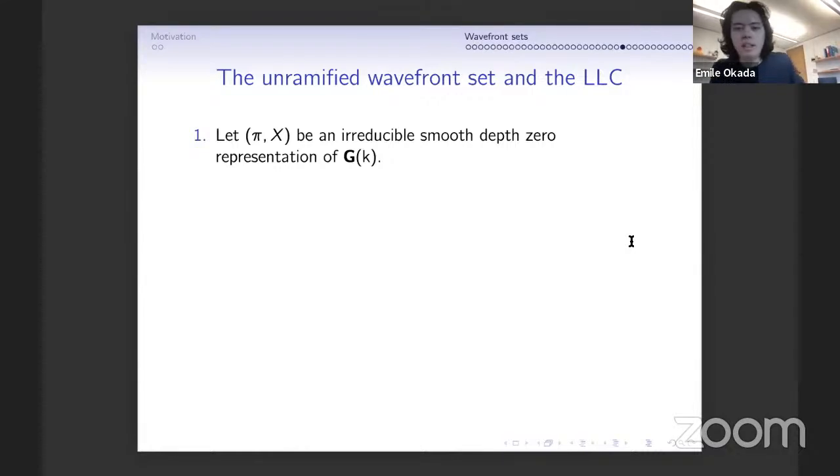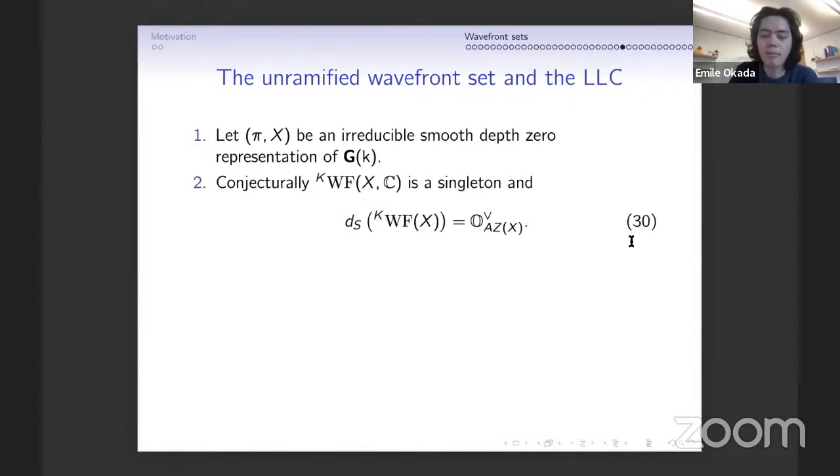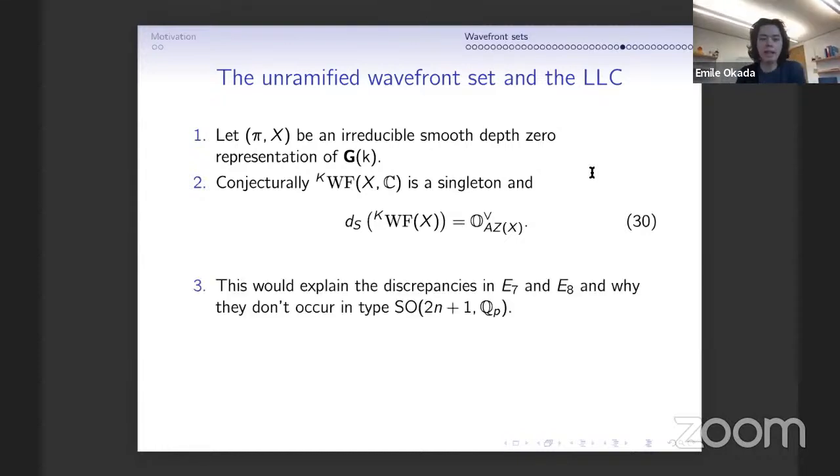Okay, so equipped with this new invariant, we can fix some of the issues that came up in these examples in E7 and E8 that I described earlier. If we look at those examples, the takeaway is that the relationship between the unipotent parameter and the unramified wavefront set should be this equality. And if this were to hold, this would also perfectly explain why there's no issue in SO(2m+1), and why there is an issue in E7 and E8.